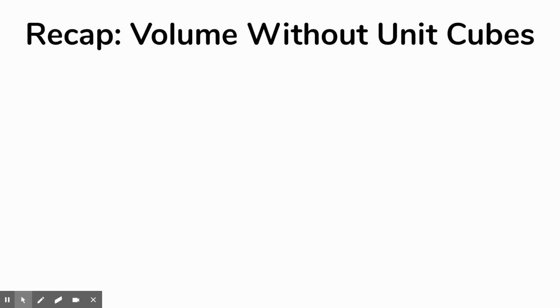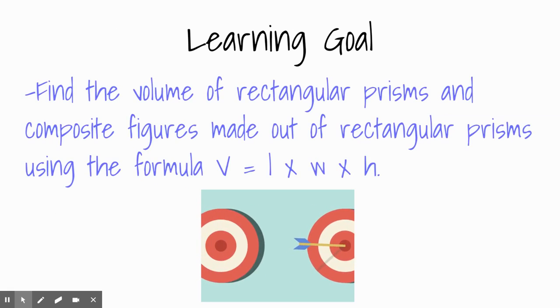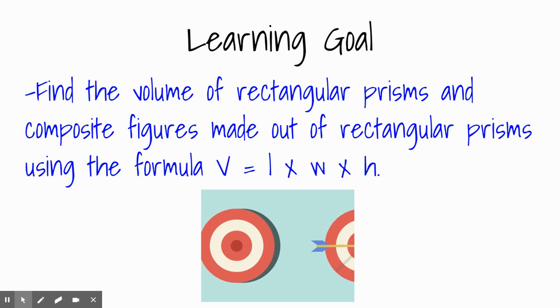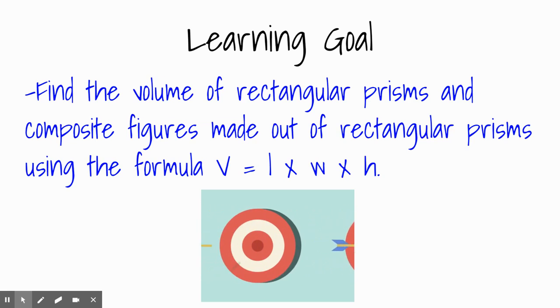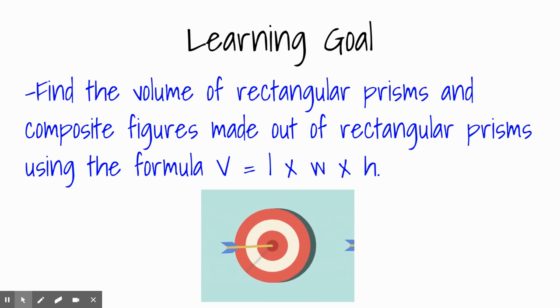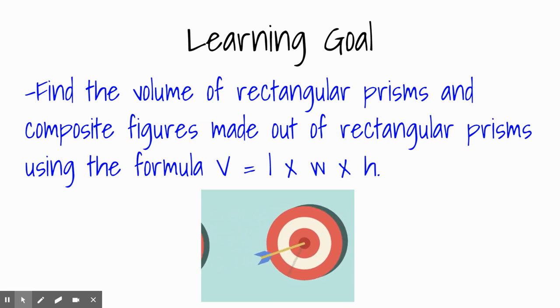So let's recap really fast. Volume without unit cubes. Even if a rectangular prism or composite figure isn't made out of unit cubes, we're still going to use the formula volume equals length times width times height to find the volume. It doesn't matter if there are no cubes to count. That volume formula is going to work no matter what. Our learning goal was that we were going to find the volume of rectangular prisms and composite figures, which we just did. They were made out of rectangular prisms. And we used the formula volume equals length times width times height. We didn't have to count cubes. We didn't have to count layers. We were still able to be successful and find the volume.